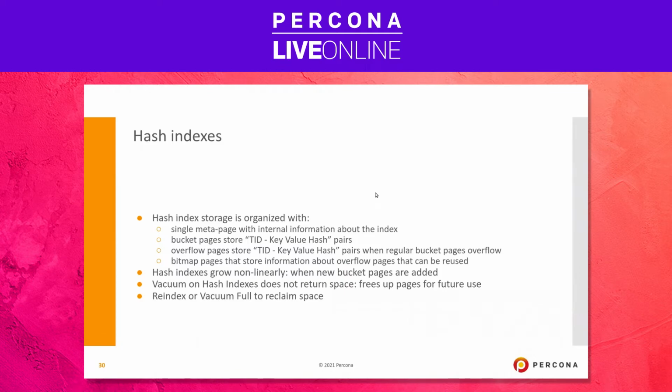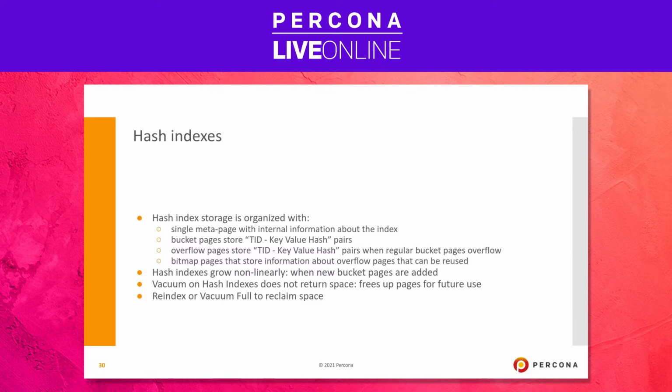Okay. The hash index storage is pretty simple. It's organized with 4 page types. There is a single meta page storing some internal information. The bucket pages store the pairs that I mentioned, the TID and key-value hash pairs. There are also overflow pages that appear when you insert a lot of information and bucket pages overflow. And the bitmap pages store information about the overflow pages that are vacant and can be reused.